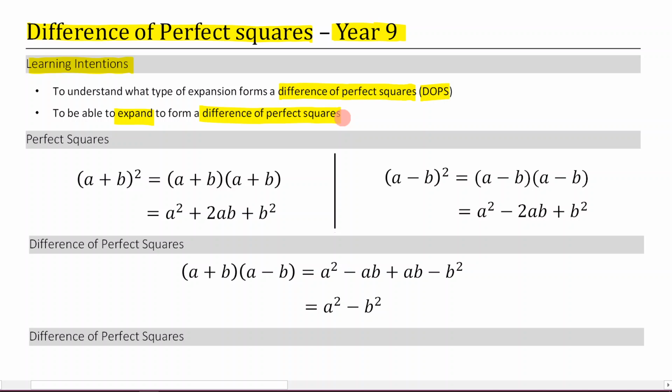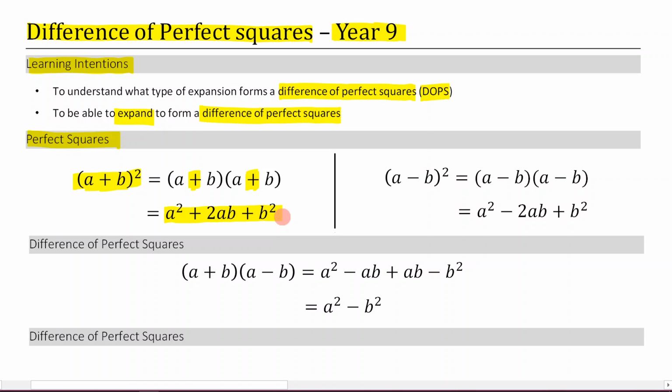Before we dive into difference of perfect squares, let's remind ourselves about perfect squares, which we saw in our previous lesson. There are two different types of perfect squares. We can have a plus b squared. In this case, we have a plus b multiplied by a plus b. And if we were to expand that, we end up with something looking like this.